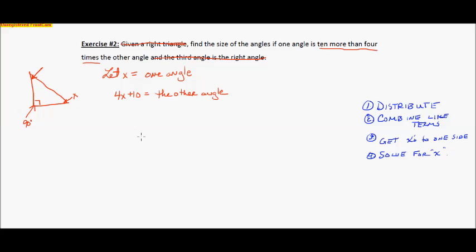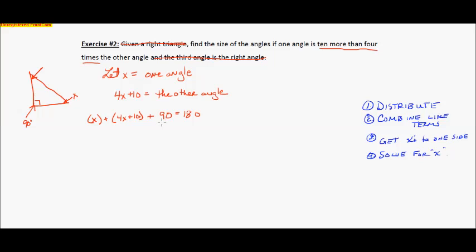Now I need to write an equation. Well, they don't really tell me what I can add these up to or multiply them, but if you remember back to when we talked about triangles, if I add up the angles of a triangle, they all add up to 180. So I'm going to take x, and I'm going to take 4x plus 10, and I'm going to take 90, and those should all add up to 180. So there's my equation.